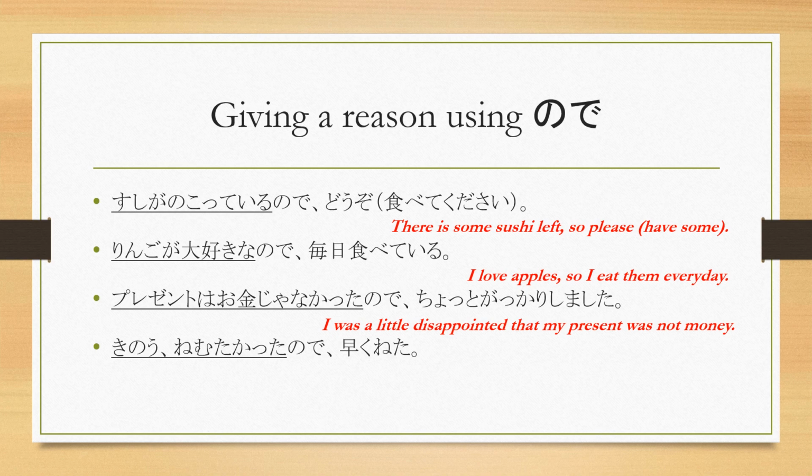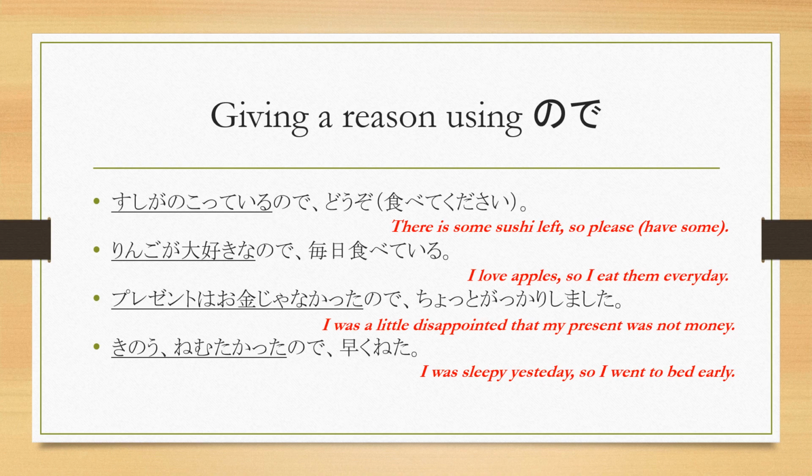Okay, the last one. 昨日眠かったので早く寝た。眠かった comes from the adjective 眠たい or 眠い. So let's have a listen again. 昨日眠かったので早く寝た。So what happened? I was sleepy yesterday, so I went to bed early.